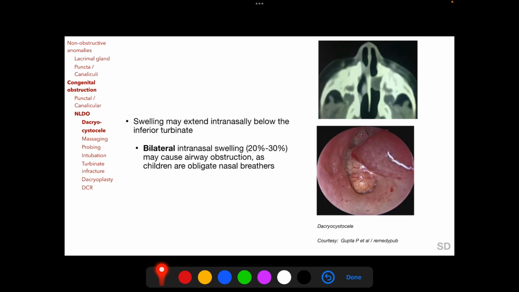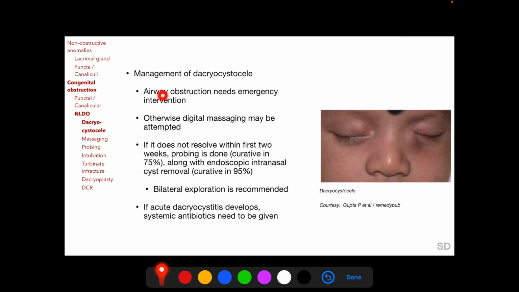What is important is the swelling of dacryocystocele may extend intranasally below the inferior turbinate, as seen here in these photographs. Bilateral intranasal swellings occur in 20 to 30% of patients with congenital dacryocystocele, and this may cause airway obstruction, as children are obligate nasal breathers, breathing through the nose and not using the mouth to breathe. Airway obstruction from dacryocystocele needs emergency intervention, otherwise digital massaging may be attempted initially.